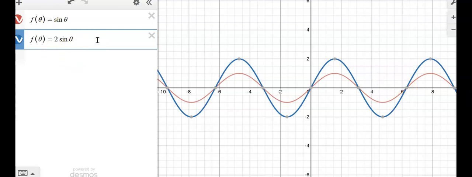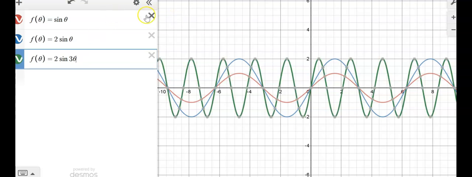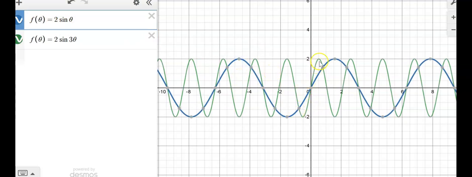Now let's talk about what happens if we change the period. So let's write this one. Function of theta is 2 sine 3 theta. Now what has happened? Let me erase the parent function sine theta to make you see what has happened here. Now the blue one is the 2 sine theta.